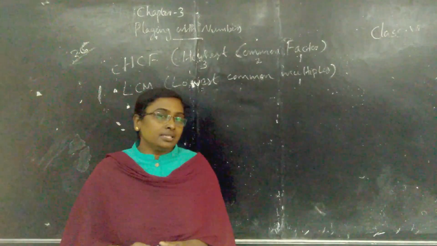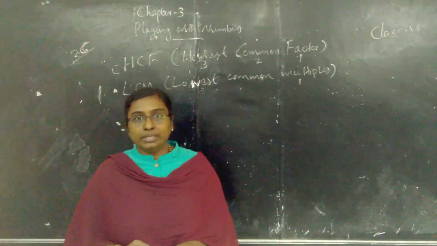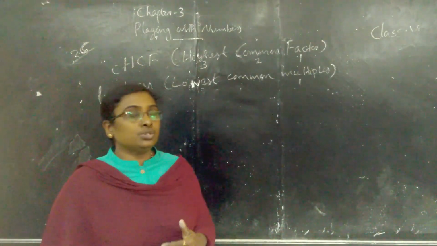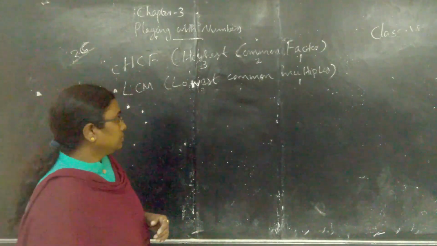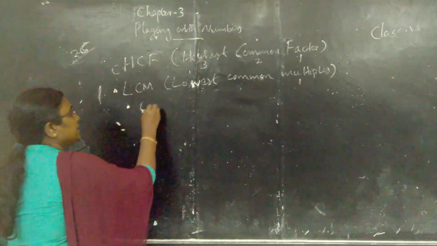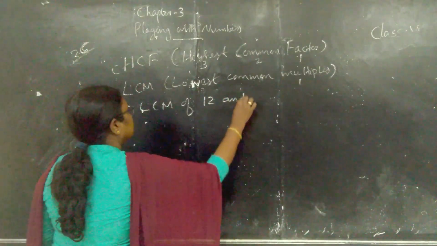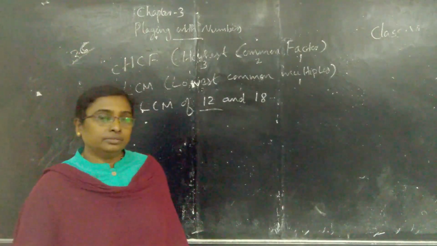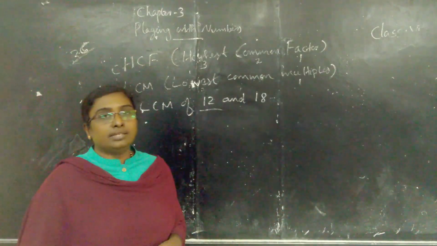The next topic is LCM. LCM is the lowest common multiple. That is, the LCM of two or more given numbers is the lowest of all their common multiples. Let us see how we can find the LCM. Find the LCM of 12 and 18. There are two methods to find the LCM.